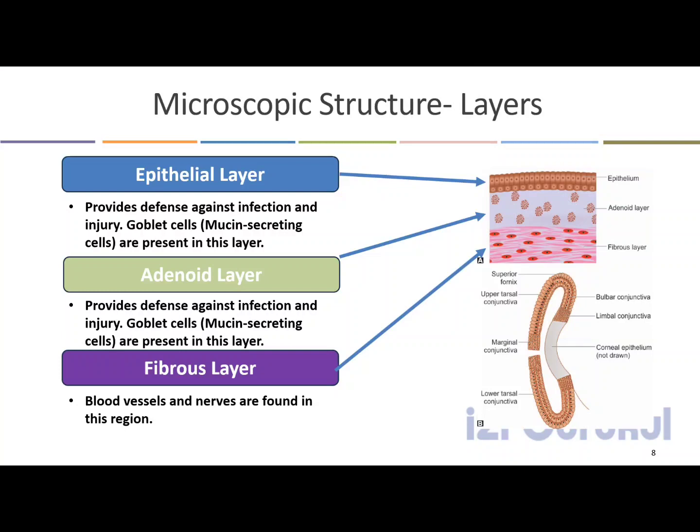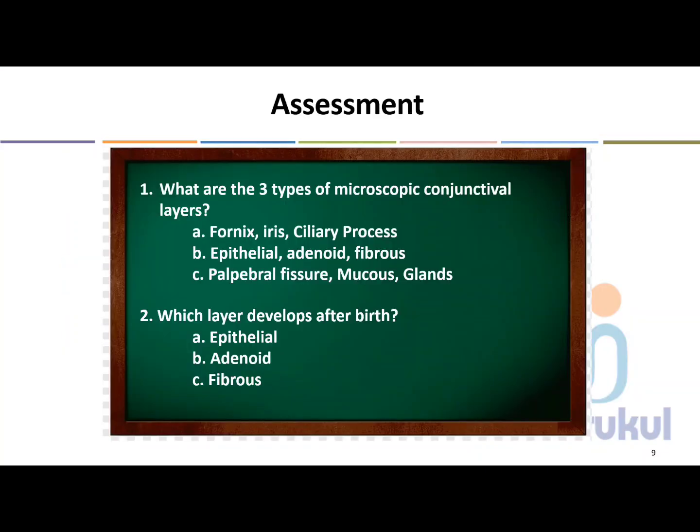Friends, moving towards the quick assessment, of what we have learned till now. The first question, what are the three types of microscopic conjunctival layers? Option A, fornix, iris and ciliary process. Option B, epithelial, adenoid and fibrous. Option C, palpebral fissure, mucus and glands. The correct answer is option B, epithelial, adenoid and fibrous.